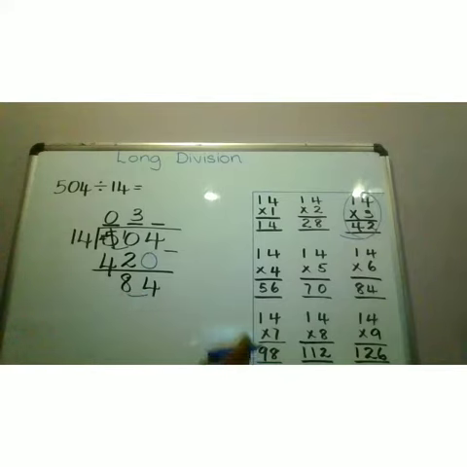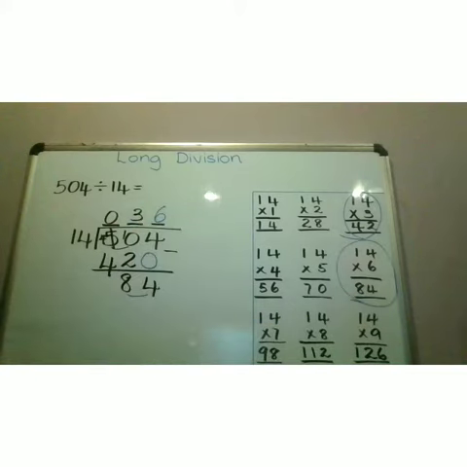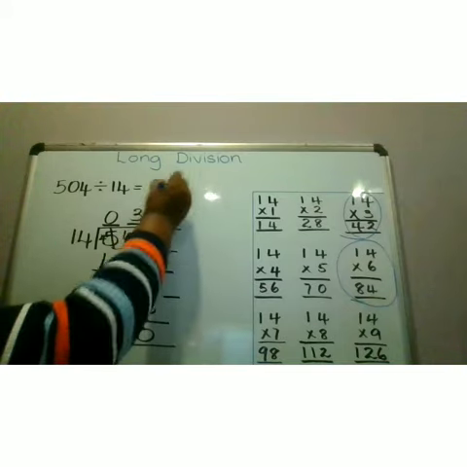I look at my multiplication table and I'm going to take 6. 14 into 84 is 6. And I subtract and I'm left with 0, 0. Therefore, 504 divided by 14 is 36.